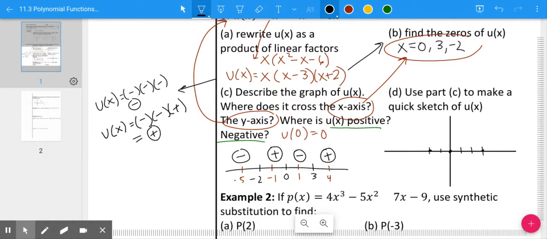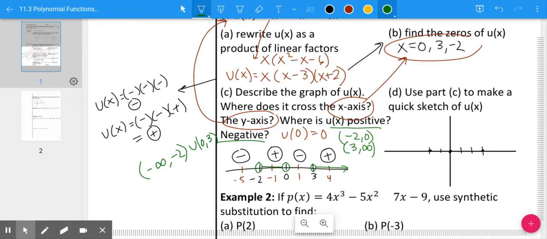Now, how does that help me? Well, first of all, this helps me answer where the function is positive. That happens between negative 2 and 0, and it happens again from 3 to infinity. It also helps me address where this function is negative. This function is negative to the left of negative 2, and it is also negative between 0 and 3.